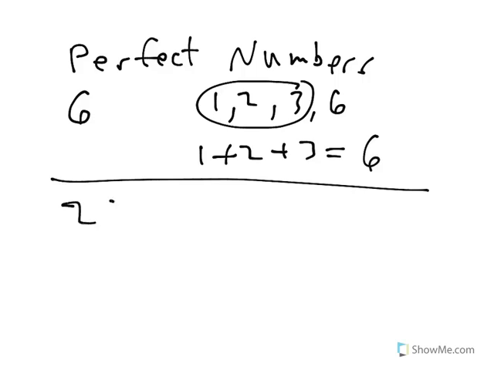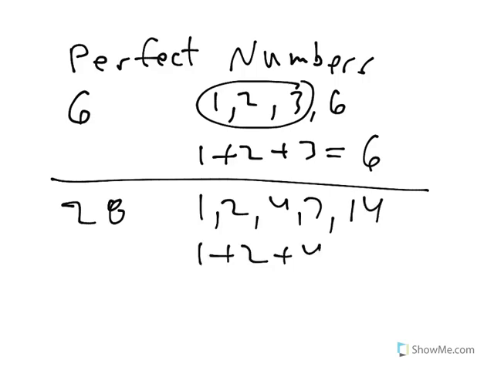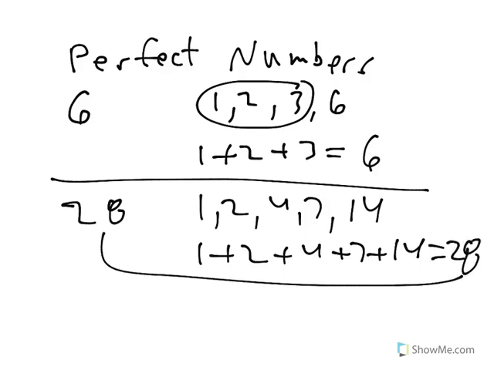The second perfect number is 28. 1, 2, 4, 7, 14. If you add those together, you get 28, which is equal to itself. So most numbers are not perfect. And the next perfect number after that is very large, it's 496.